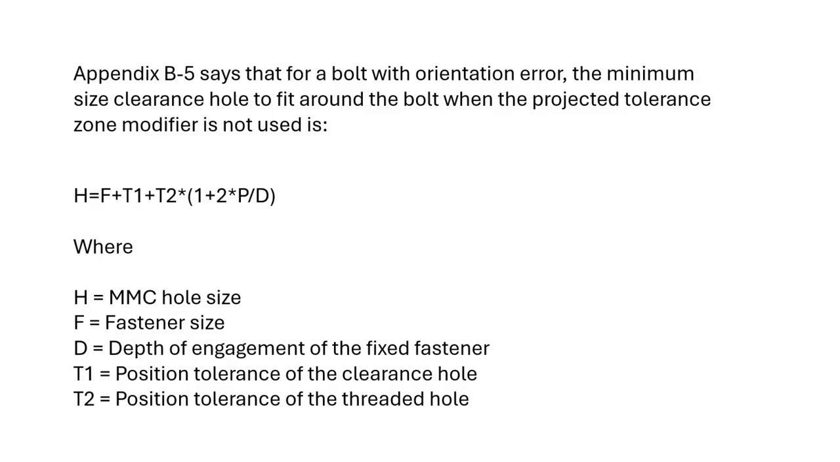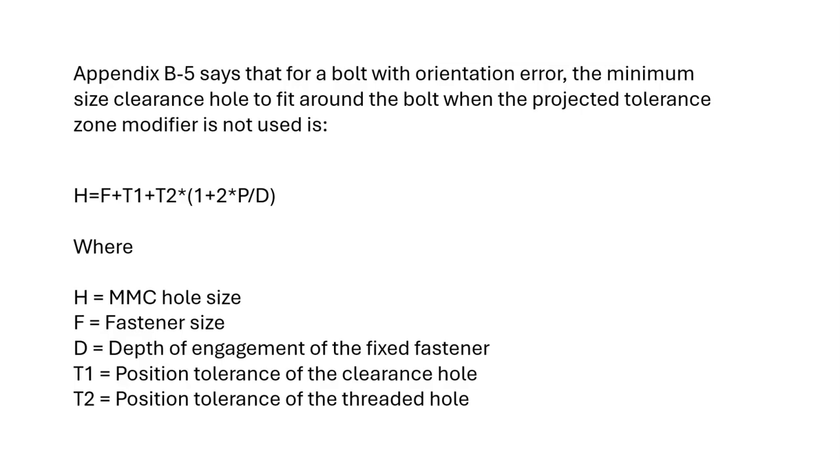Today's video will discuss what Appendix B-5 in the ASME Y14.5 2018 standard tells us about how to calculate the minimum size clearance hole to guarantee that parts will assemble when you have a fixed fastener assembly and you do not use a projected tolerance zone. As with the fixed fastener formula, it assumes that the clearance hole is part of a pattern and the threaded hole is part of a pattern.